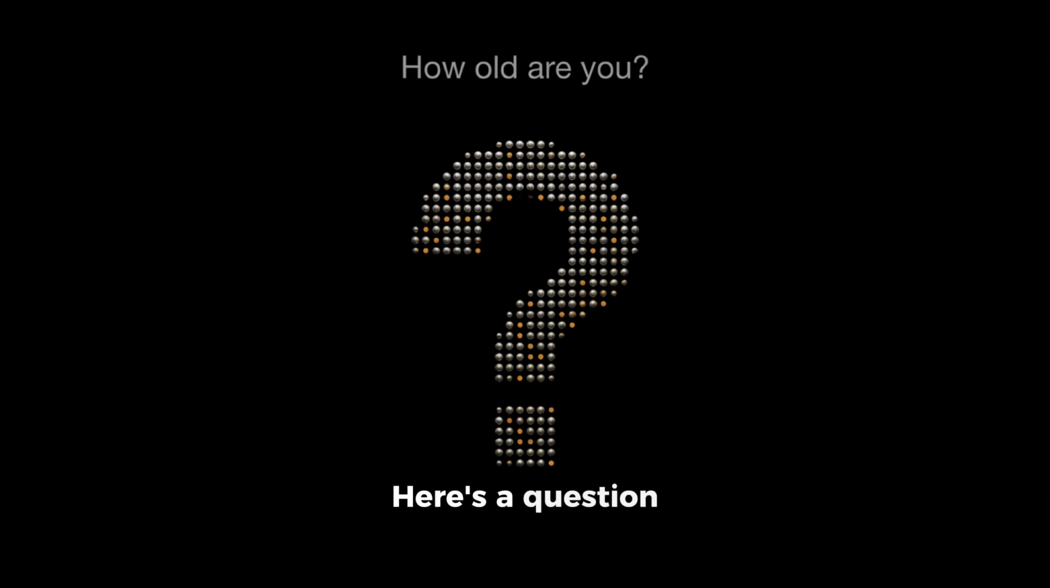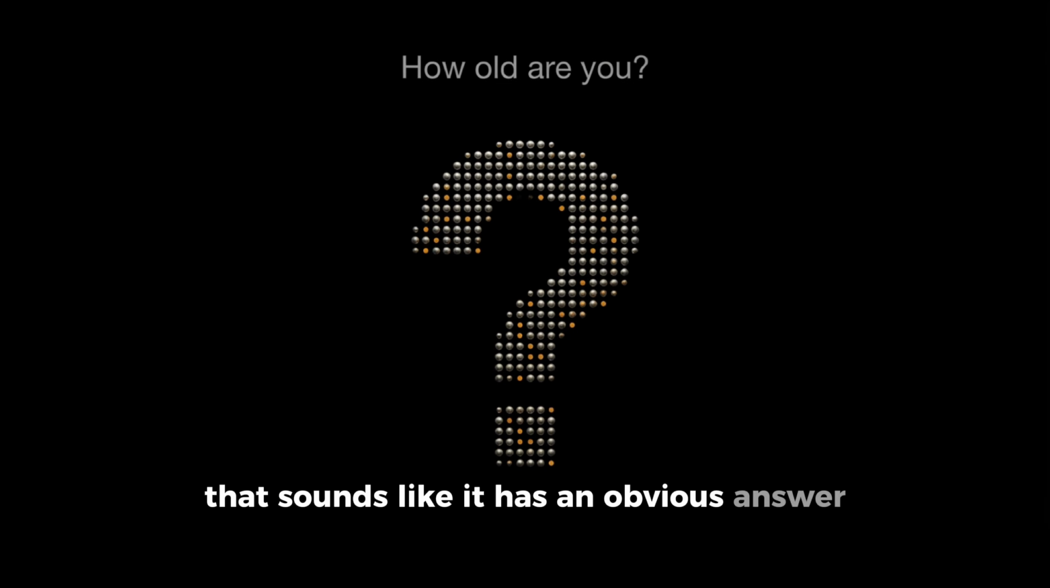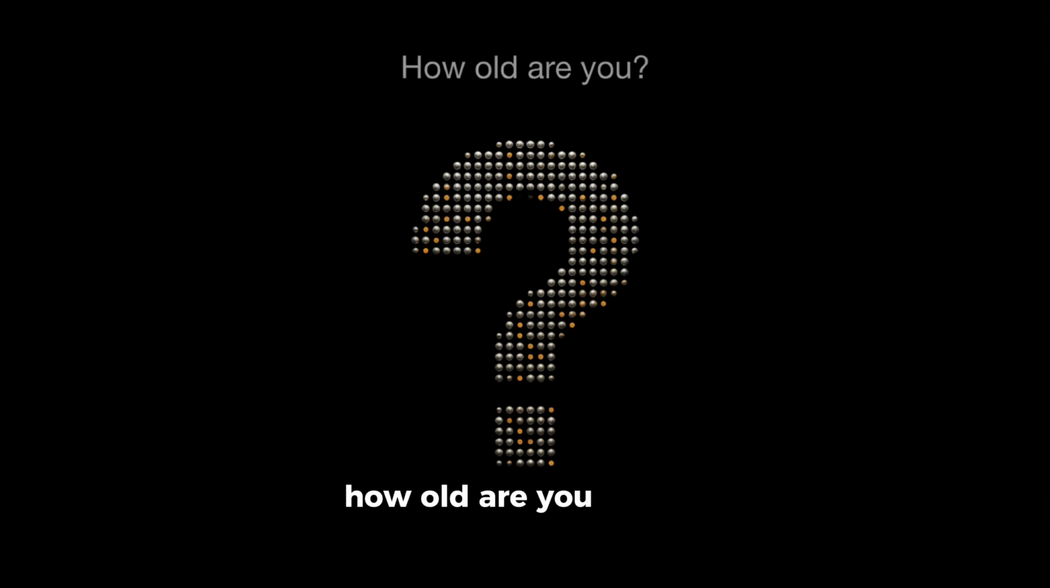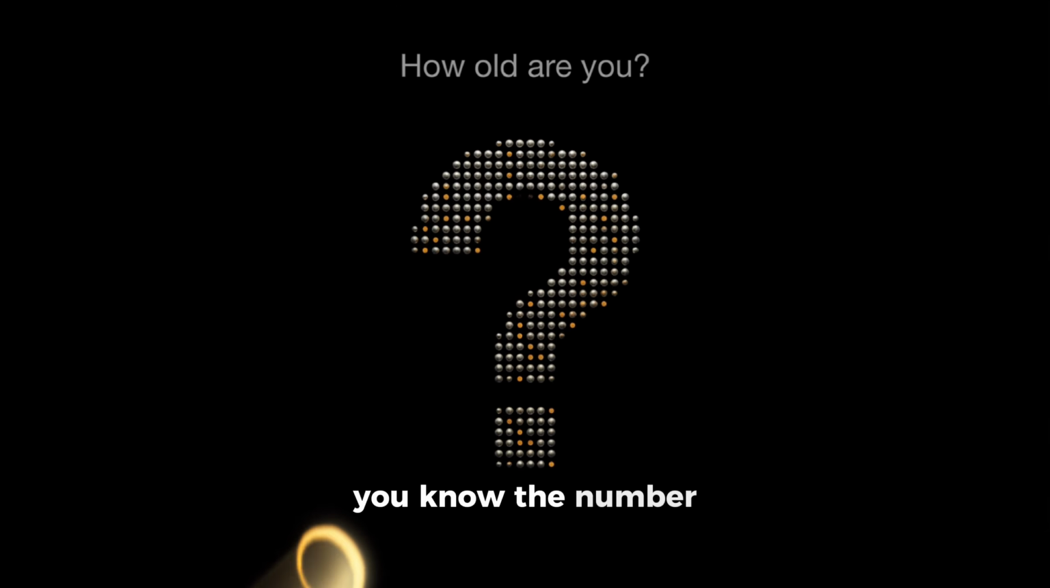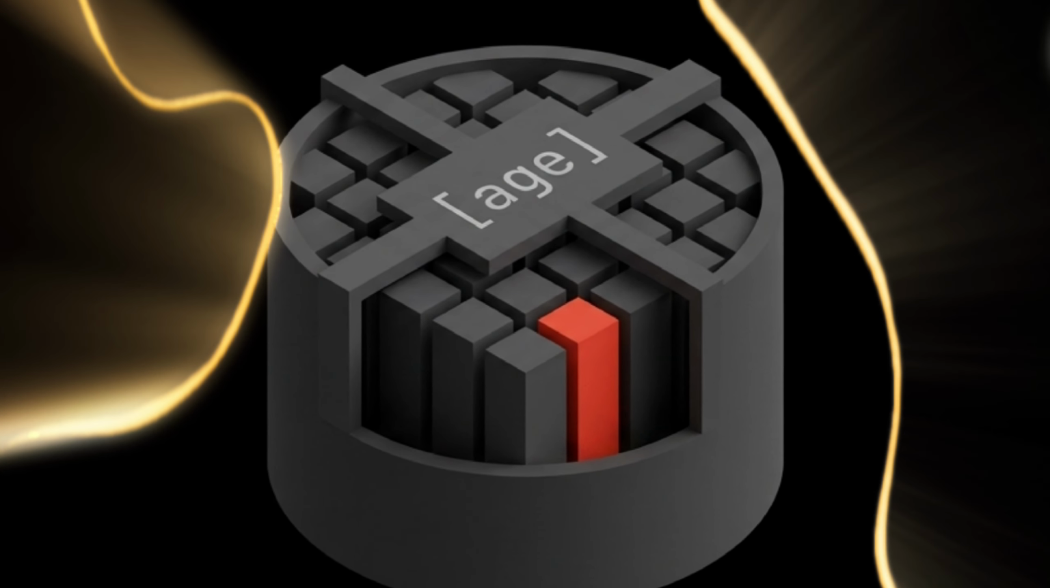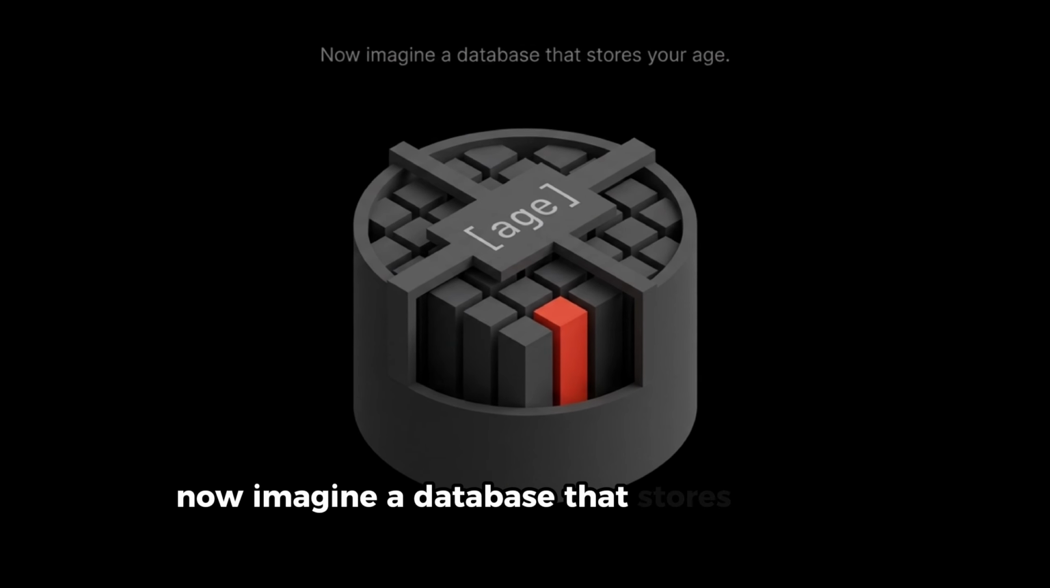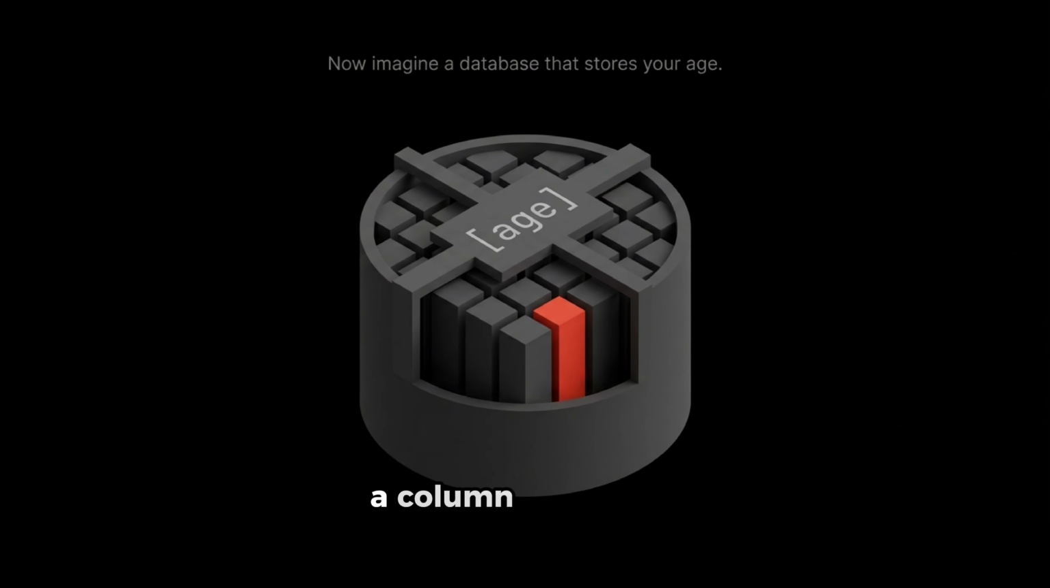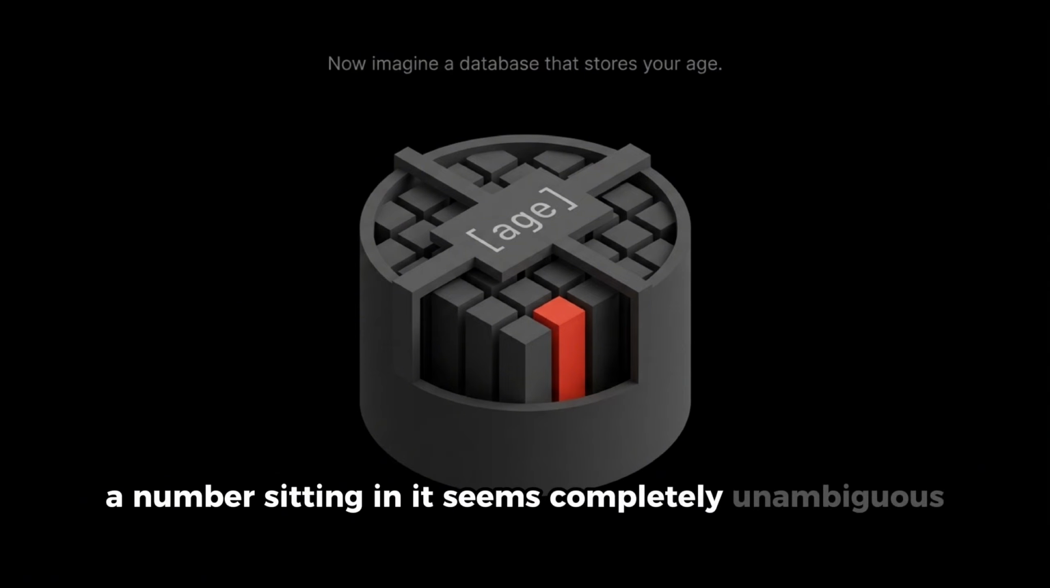Here's a question that sounds like it has an obvious answer. How old are you? Simple. You know the number. You've known it your whole life. Now imagine a database that stores your age. A column called age, the number sitting in it, seems completely unambiguous.